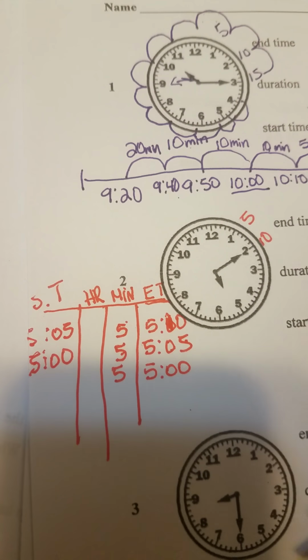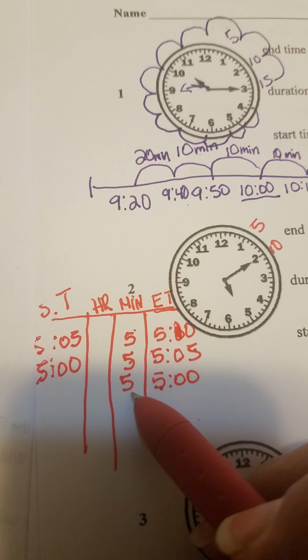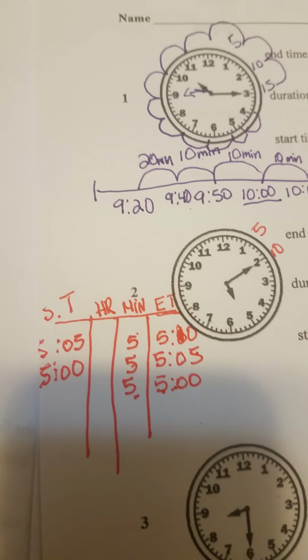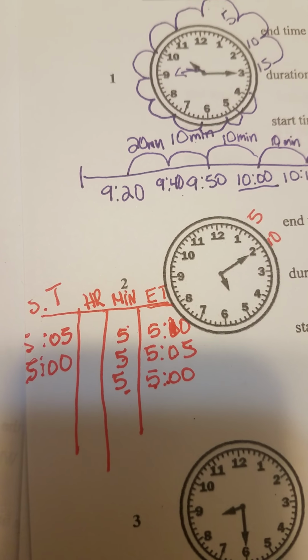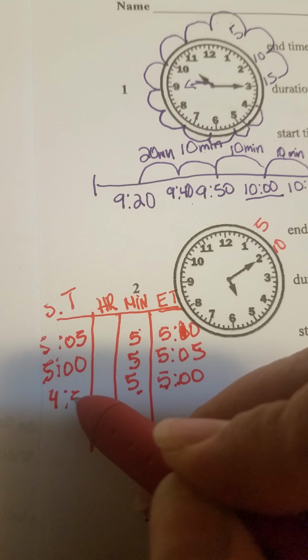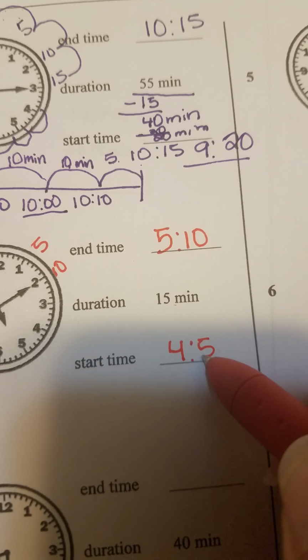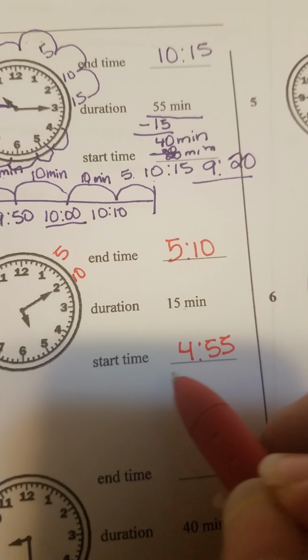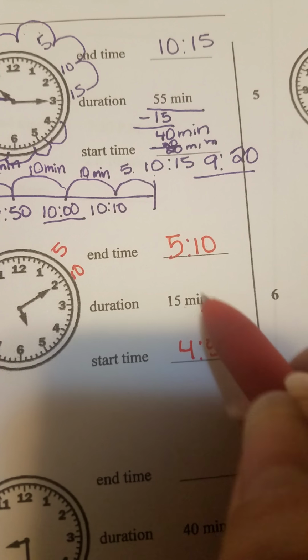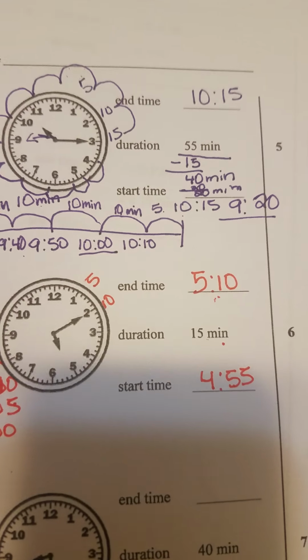Here's where the tricky part is, guys, because it's 5 o'clock, but I'm going to take away 5 minutes. That's no longer 5 o'clock. It goes into the 4 o'clock zone. So it would be 4:55. So my new start time is 4:55. And the way you can check your work is 4:55, add 15 minutes. It should give you the 5:10. Okay, so that was the second example.